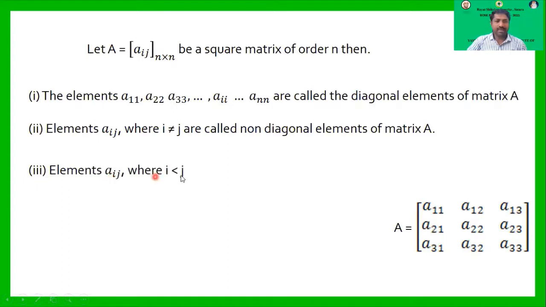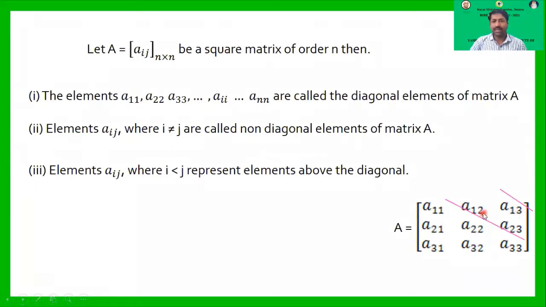Elements Aij where i less than j represent elements above the diagonal. So let me show here. These are the elements in which the second suffix is greater than the first suffix. Second suffix 3 greater than 1, 2 greater than 1, 3 greater than 2. So these are elements above the diagonal.